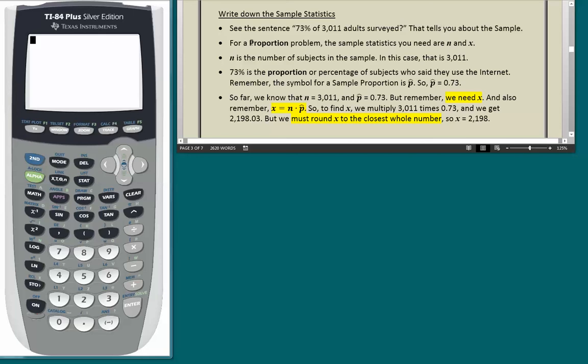For a proportion problem, the sample statistics that we need are N and X. N is the number of subjects in the sample. In this case, that is 3,011. 73% is the proportion or percentage of subjects who said they used the internet. Remember, the symbol for a sample proportion is p hat. So here we would say that p hat equals 0.73.